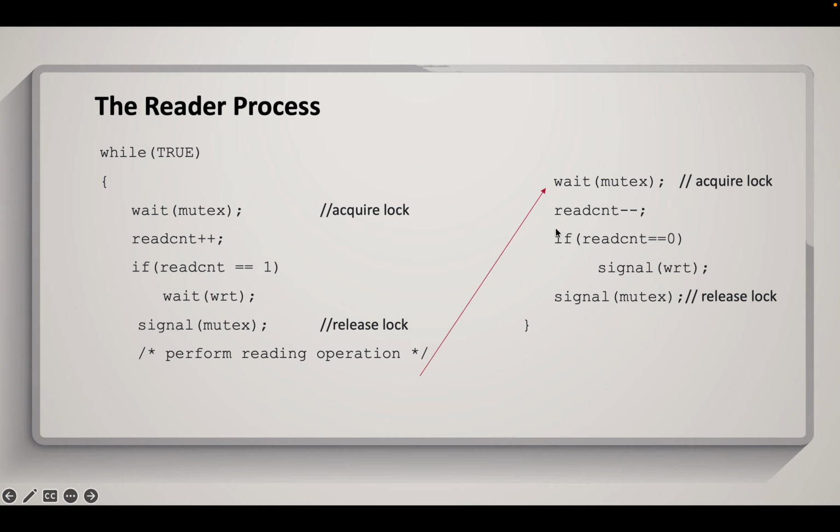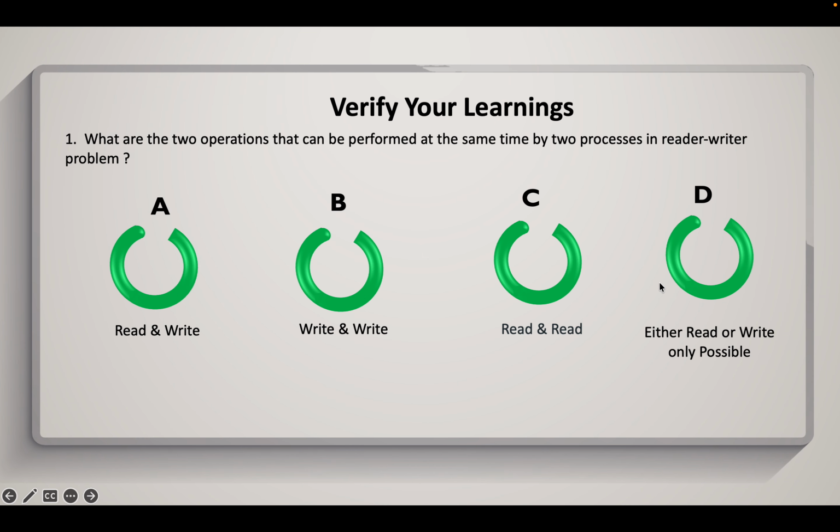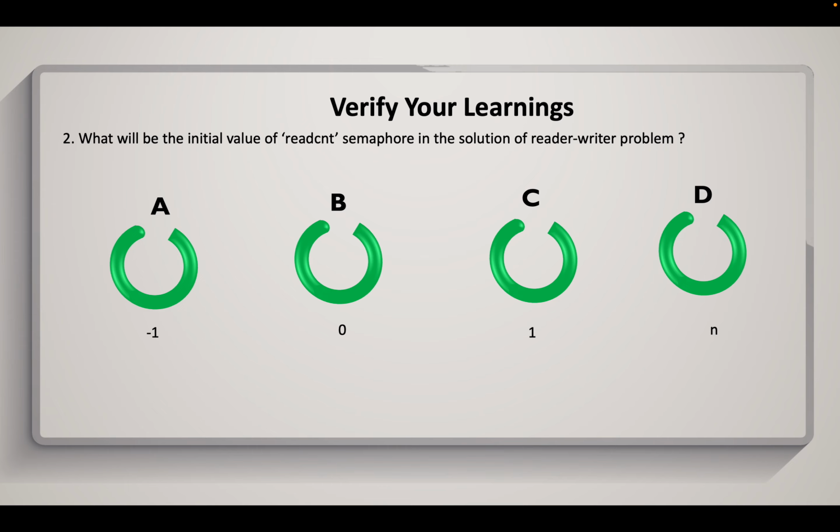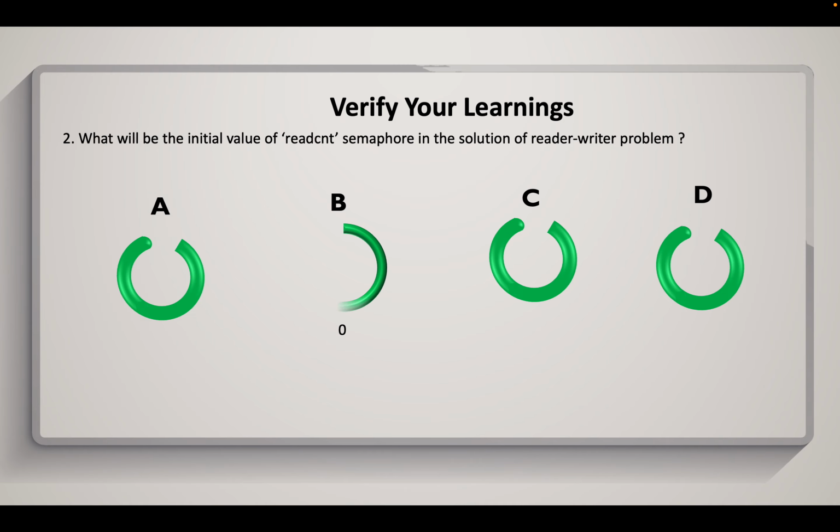So if it is the final reader, when we decrease the read count by 1, we have to synchronize with the write process. What are the two operations that can be performed at the same time by two processes in the reader-writer problem? Read and read can be performed at the same time. What will be the initial value of the read count semaphore in the solution to the reader-writer problem? The initial value of read count will be 0. There is no reader.